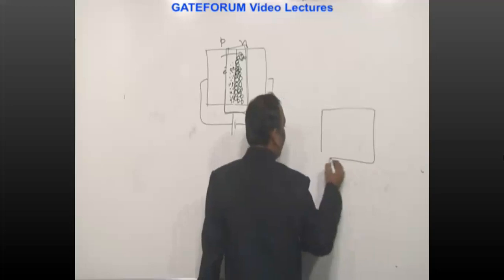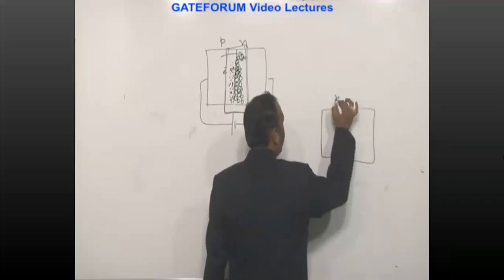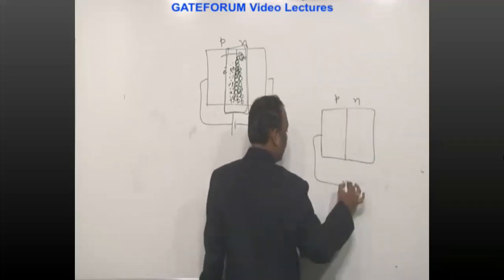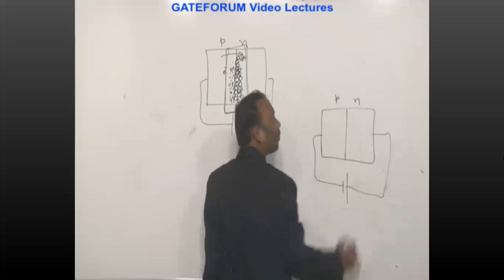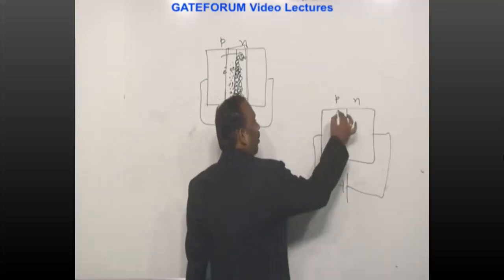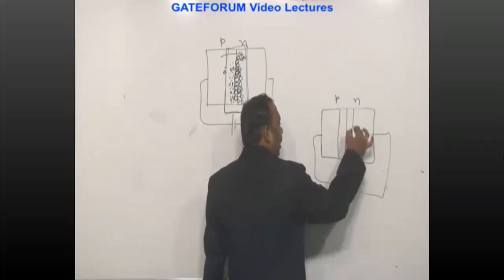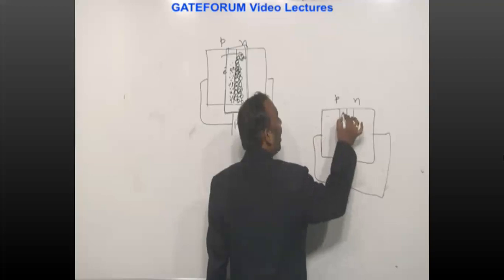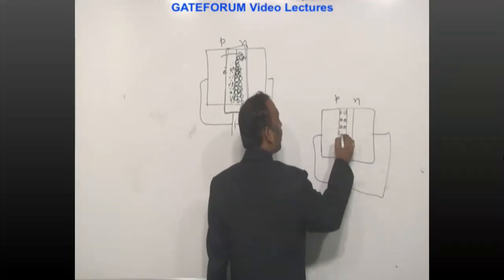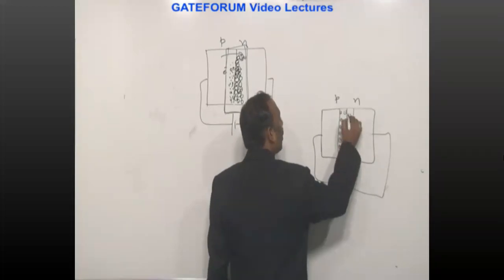Coming to the reverse bias condition. Originally, this is the width of the depletion layer. Here the majority charge carriers are holes, and here negative ions will be there. Here, positive ions will be there.